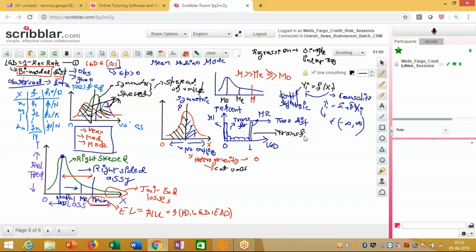This is called the transformation. Now, when I talk of transformation, there are a lot of different ways to transform.